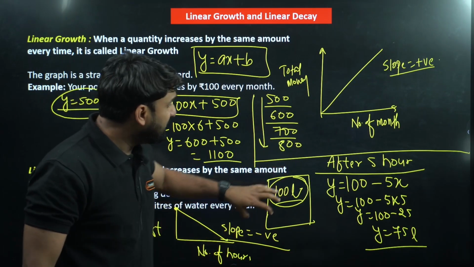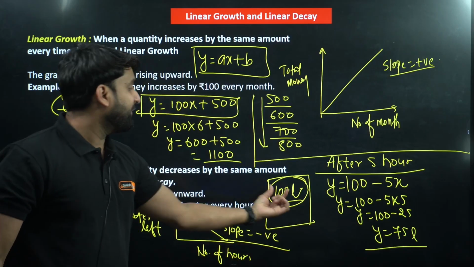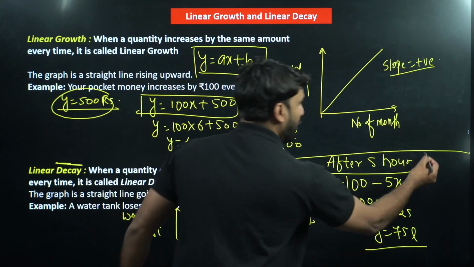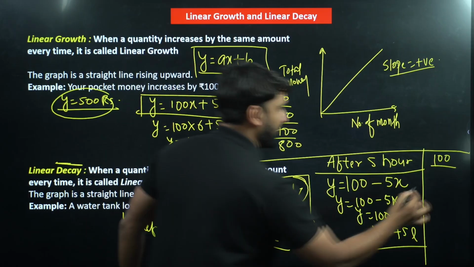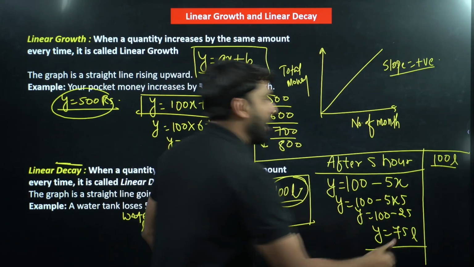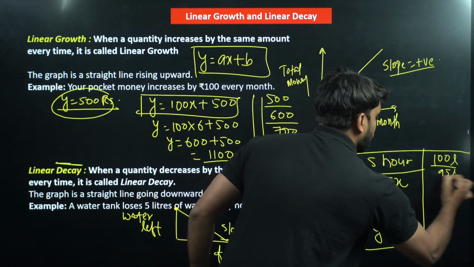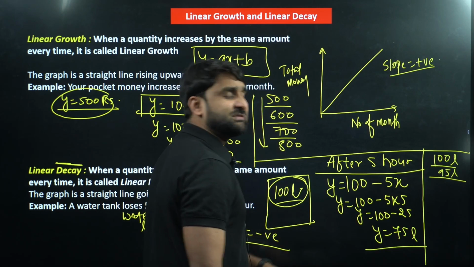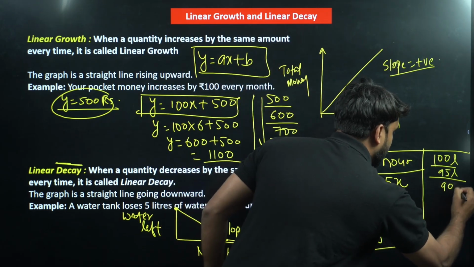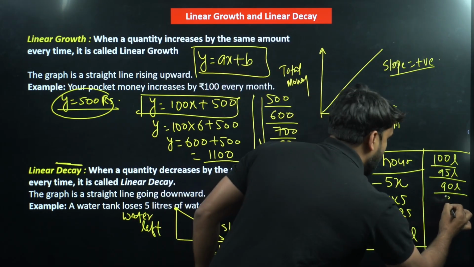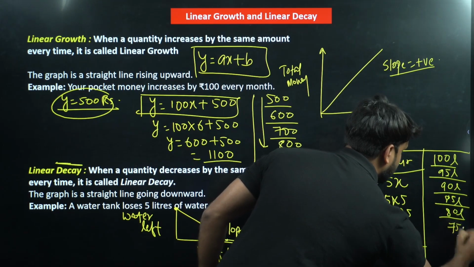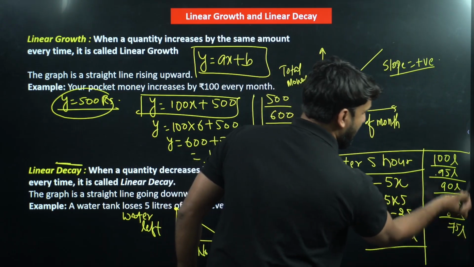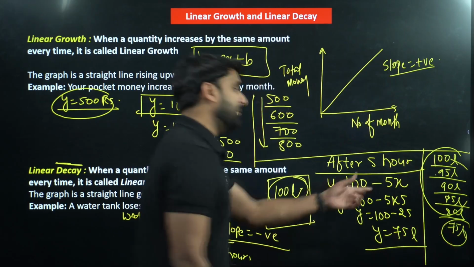And when something is decreasing linearly, for example 100 liters. Initially the tank was filled with 100 liters of water. After 1 hour, how much water is left in the tank? 95 liters. After 2 hours, how much is left? 90 liters. Now 85 liters. Now 80 liters. Now 75 liters. 1, 2, 3, 4, 5. After 5 hours, 75 liters of water is left.